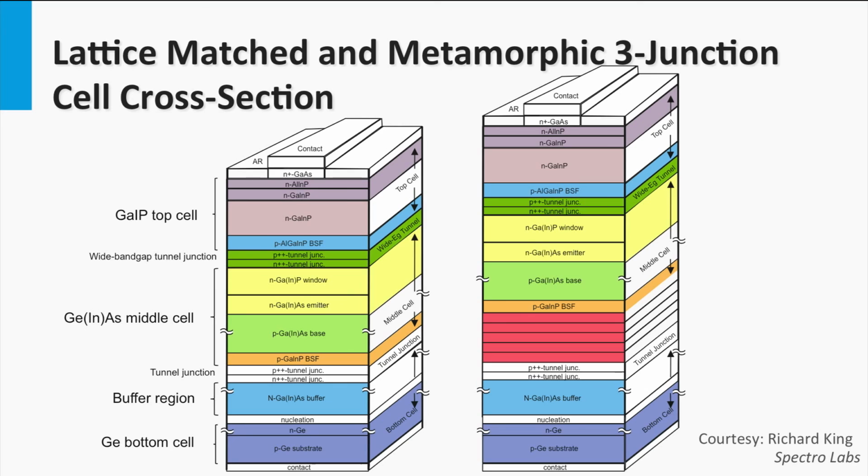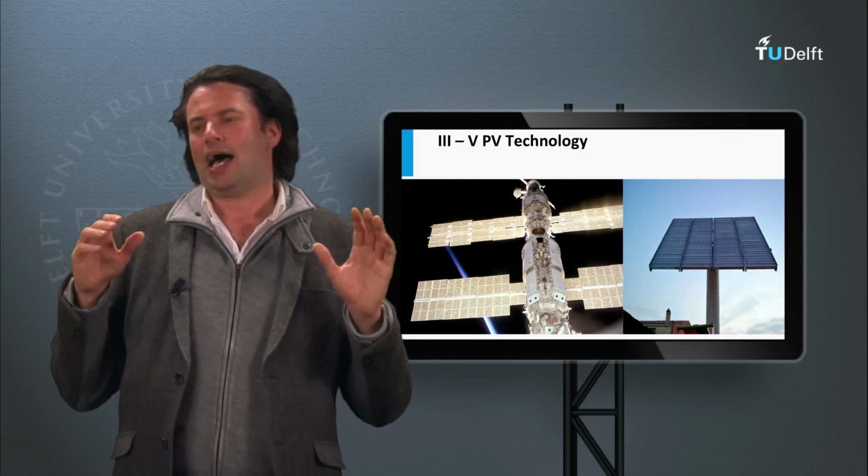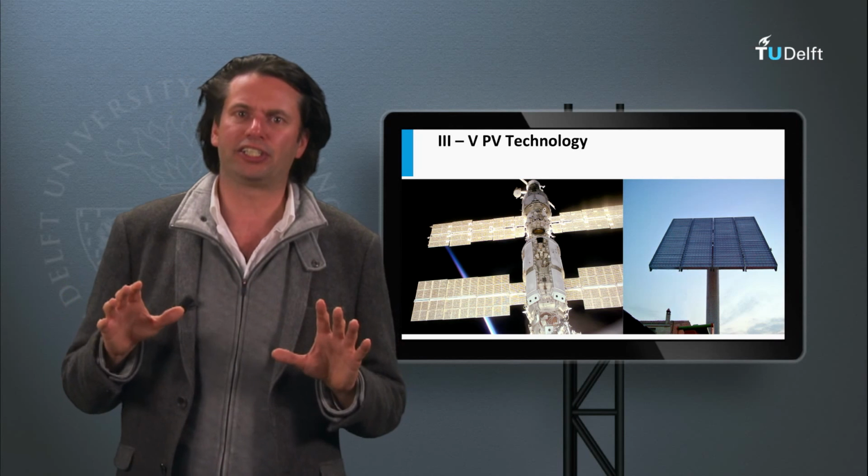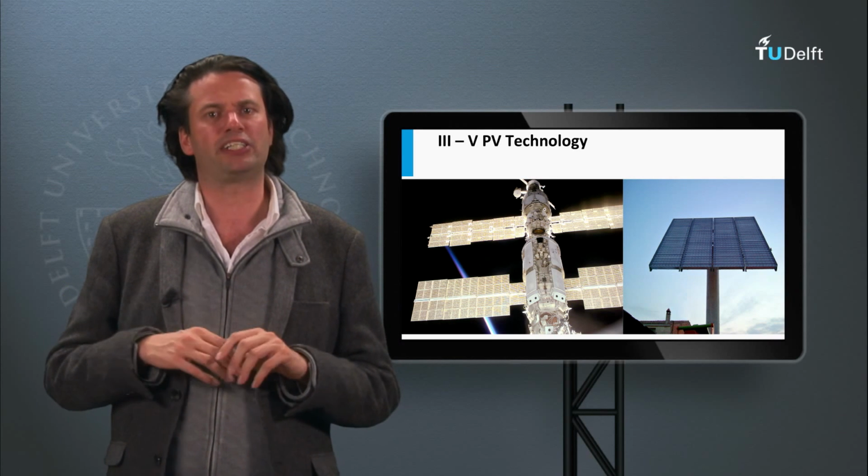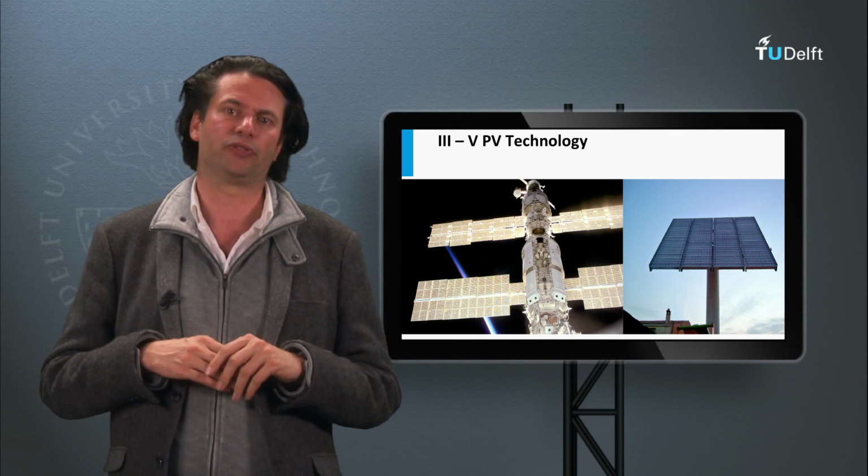It requires buffer layers that have a profiling in the lattice constant, going from the lattice constant of one p-n junction to the lattice constant of the next p-n junction. On the left, you see a lattice-matched triple junction, and on the right, you see a metamorphic triple junction. Boeing Spectrolab has demonstrated an impressive 37.8% conversion efficiency of a 5-junction solar cell under one-sun solar conditions. As the III-V PV technologies are expensive, they are used for space applications and in concentrator technology.